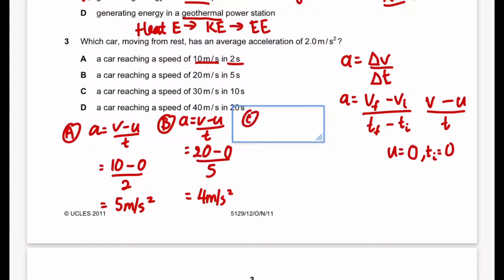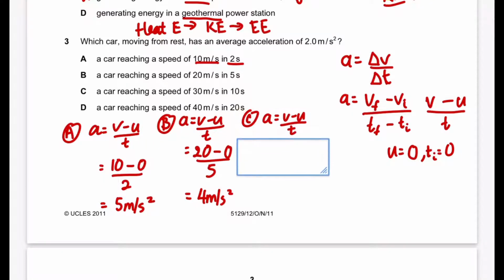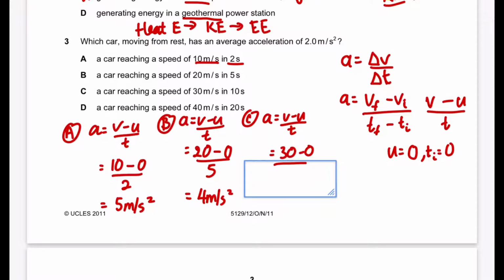Option C, a car reaching a speed of 30 meter per second in 10 seconds. A equal to V minus U divided by T. V is 30 minus 0 divided by 10. 30 divided by 10 is 3 meter per second square.